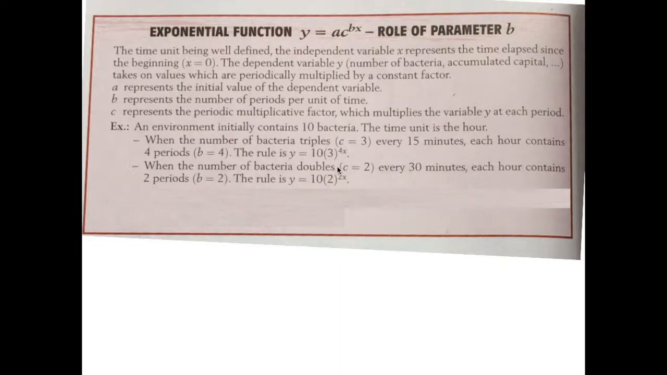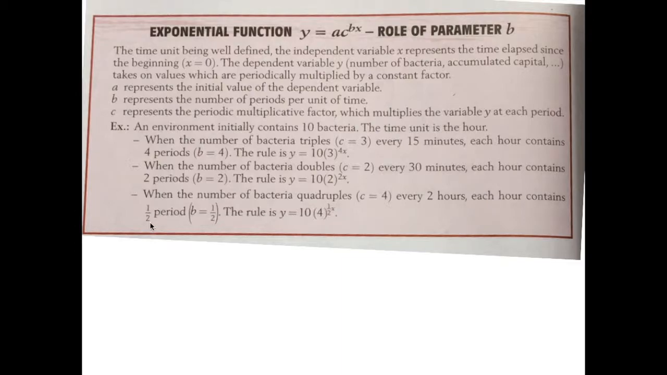When the number of bacteria doubles every 30 minutes, each hour contains 2 periods. The rule is y is equal to 10 times 2 to the power of 2x. When the number of bacteria quadruples, c is equal to 4, every 2 hours, each hour contains 1/2 periods, so b is equal to 1/2. The rule, y is equal to 10 times 4 to the 1/2 t.